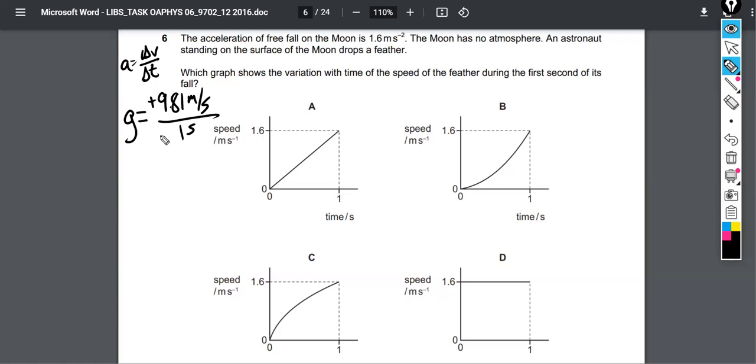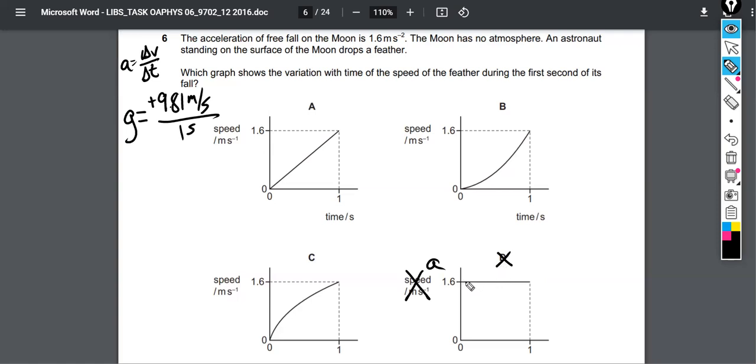If you were to look at a graph of acceleration against time, then you would get choice D here, not speed against time. All these answers were plotting speed against time. The acceleration against time for the moon would look like this. It's a constant 1.6, okay? Which is why we can eliminate choice D.